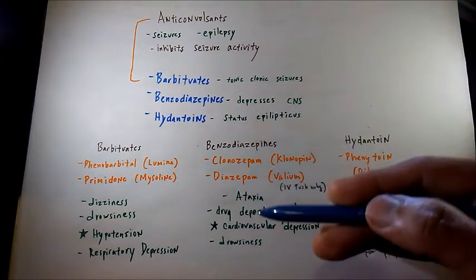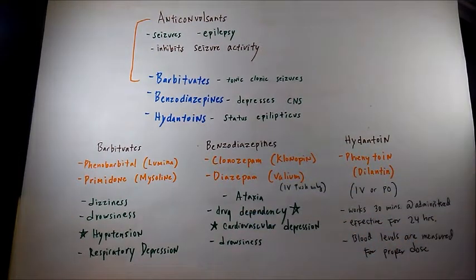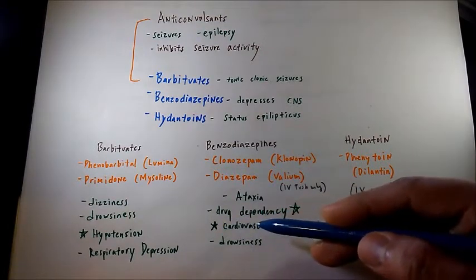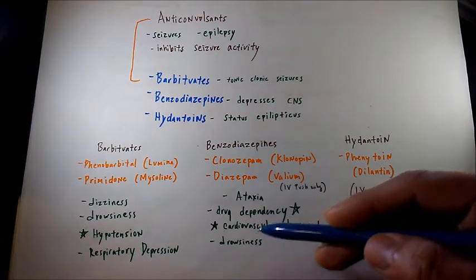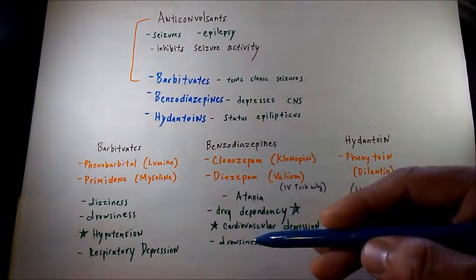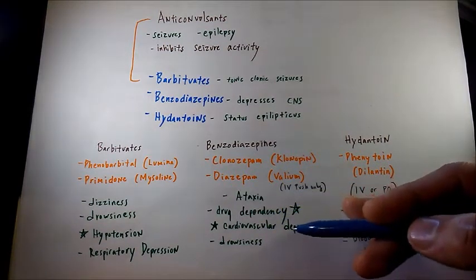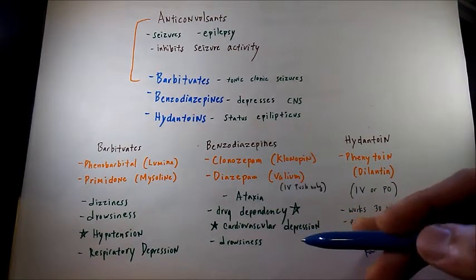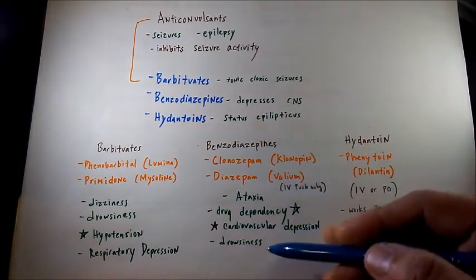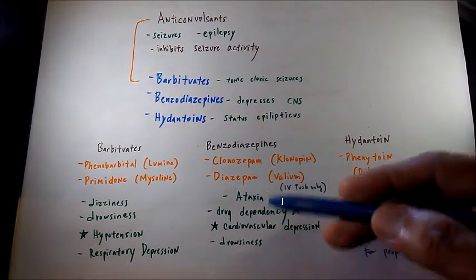And side effects for both these drugs would include ataxia, which is basically just impaired balance or impaired coordination in the patient. The main problem that we have is drug dependency. It's basically a tolerance problem, right? So we do need to have patient teaching and proper guidelines to teach our patient about the harmful effects of dependency on benzodiazepines, and it can also cause cardiovascular depression and drowsiness.